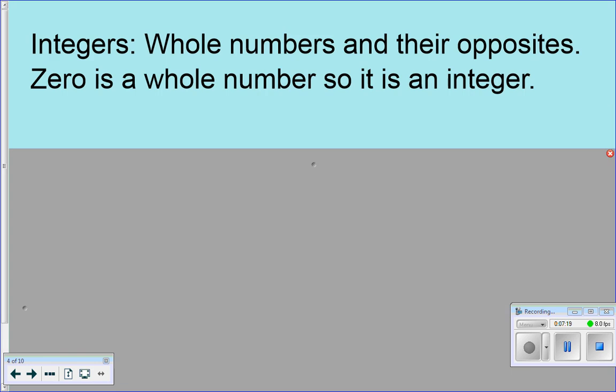All right, so integers. This is probably one of the biggest vocabulary words you need to know. An integer. Okay? An integer is a whole number and its opposites. So an integer is a positive or negative whole number. A positive and negative whole number. And I want you to also make sure you get that in there.